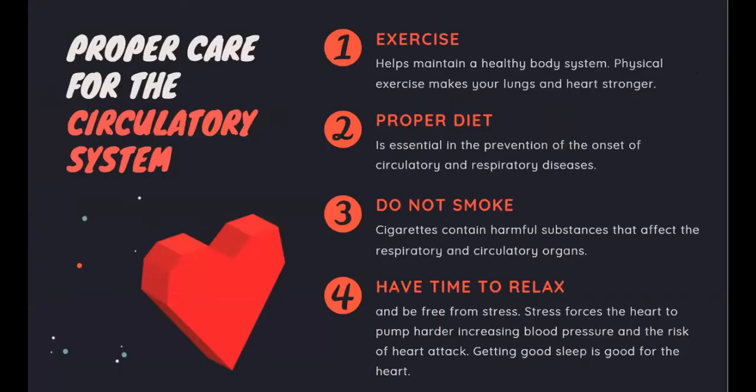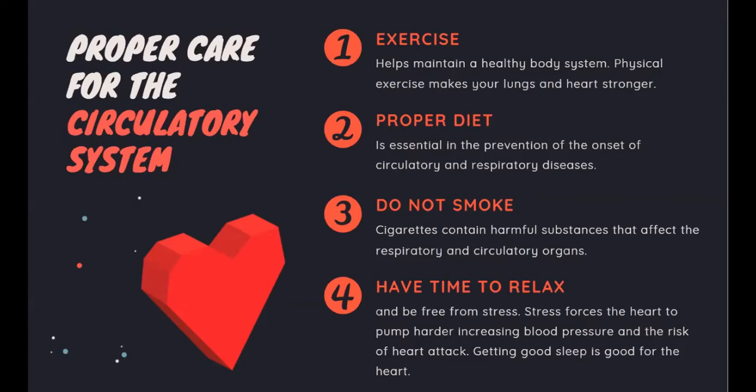To maintain a healthy and functional circulatory system, it is important to take care of them properly. Here are some good practices. Number 1 is exercise. It helps maintain a healthy body system. Physical exercise makes your lungs and heart stronger. Second is proper diet. Proper diet is essential in the prevention of the onset of circulatory and respiratory diseases. Number 3 is do not smoke, because cigarettes contain harmful substances that can affect the respiratory and the circulatory organs.